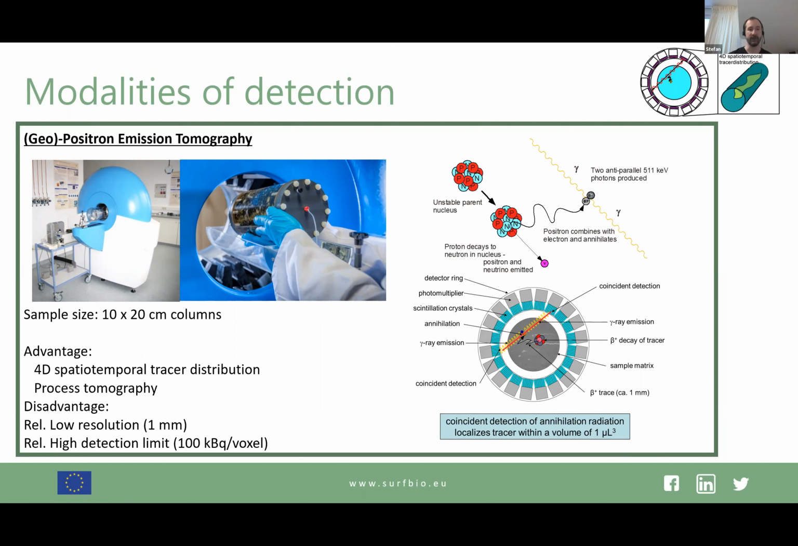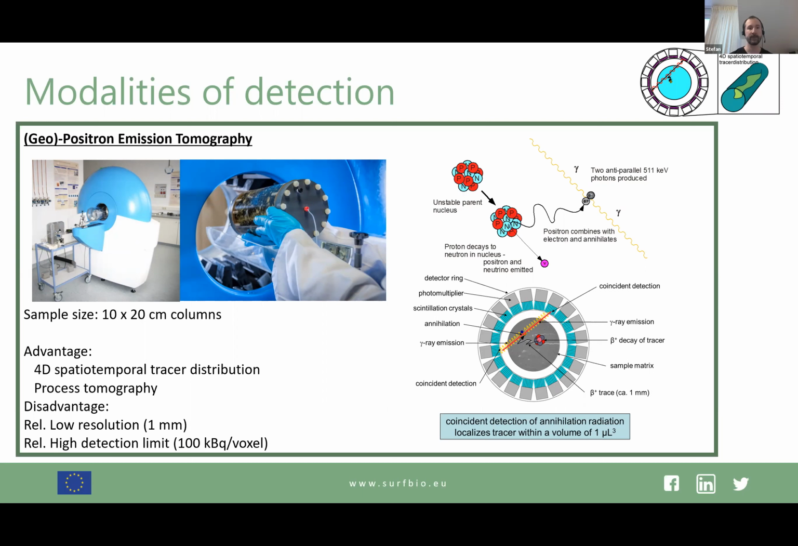So what you can do is, of course, process tomography, and you can combine this with other tomography methods, for example CT, where you get the geometry. Then with the GeoPET, you can measure flow through that geometry, for example. That's what we use it for.